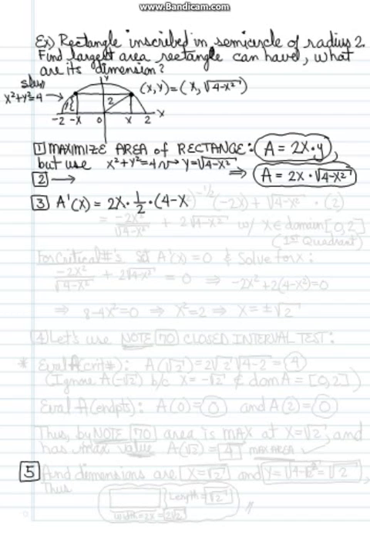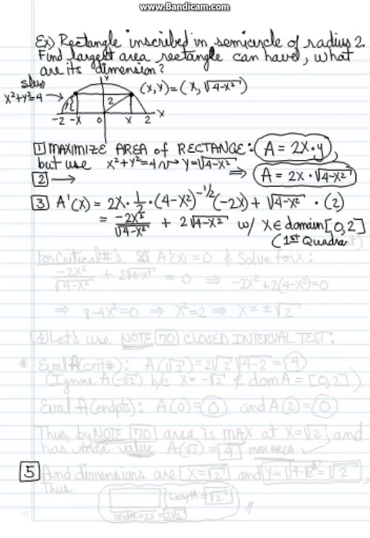Now let's take the derivative and find the critical numbers. A prime of x turns out to be a mess, because we have to use a chain rule and a product rule, and we finally end up with negative 2x squared over the square root of 4 minus x squared, plus 2 times the square root of 4 minus x squared, where x is in the domain between 0 and 2. In other words, x is going to be in the first quadrant. And you can just see that by the sketch.